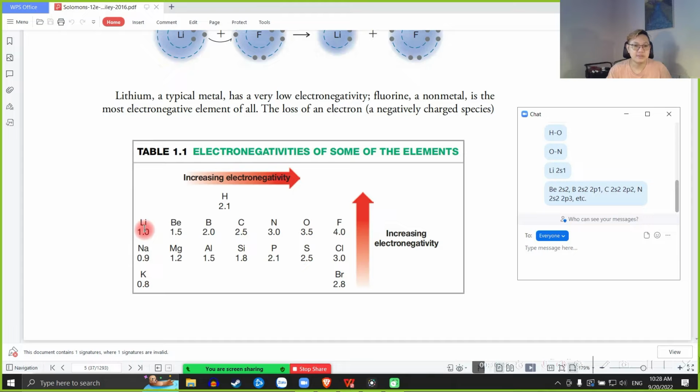So it means that fluorine at 4.0 has the maximum electronegativity. So fluorine is like 2s2 2p5, isn't it?